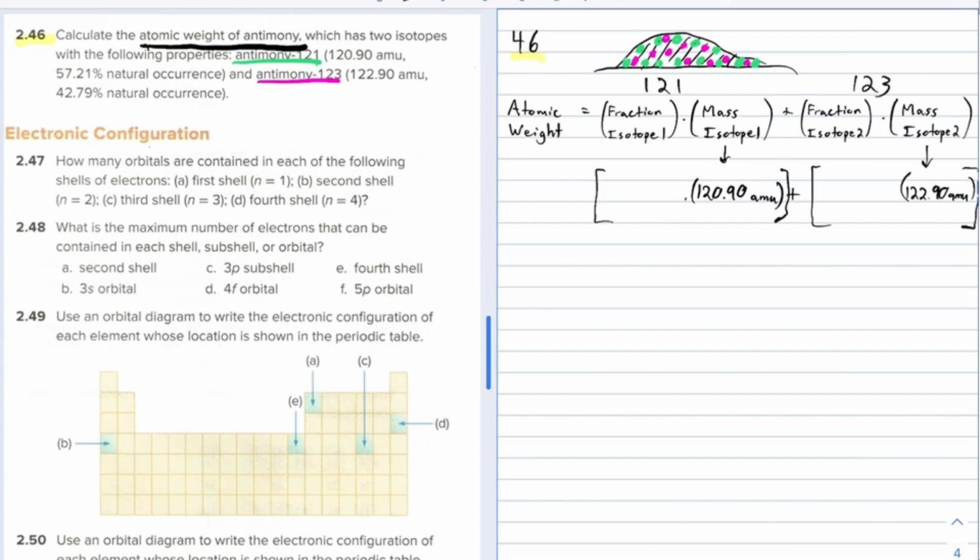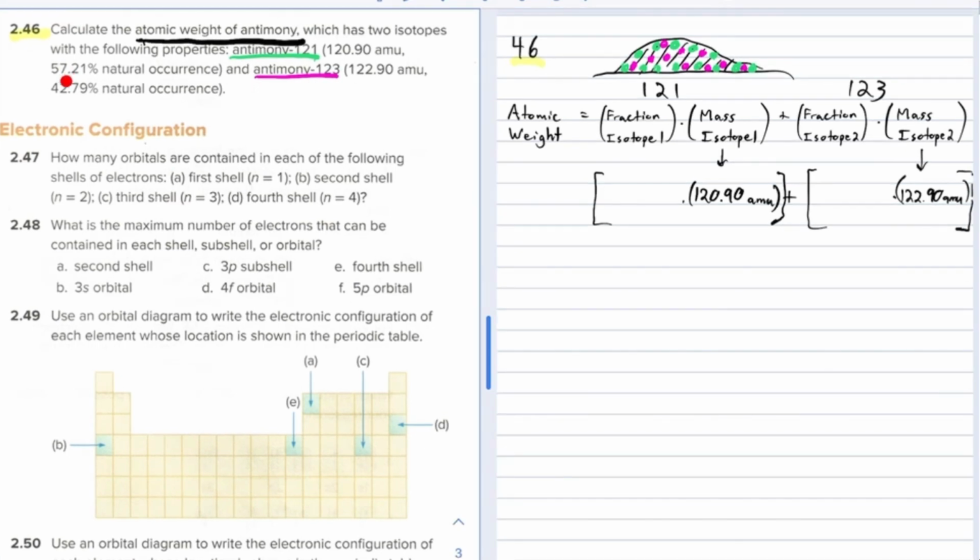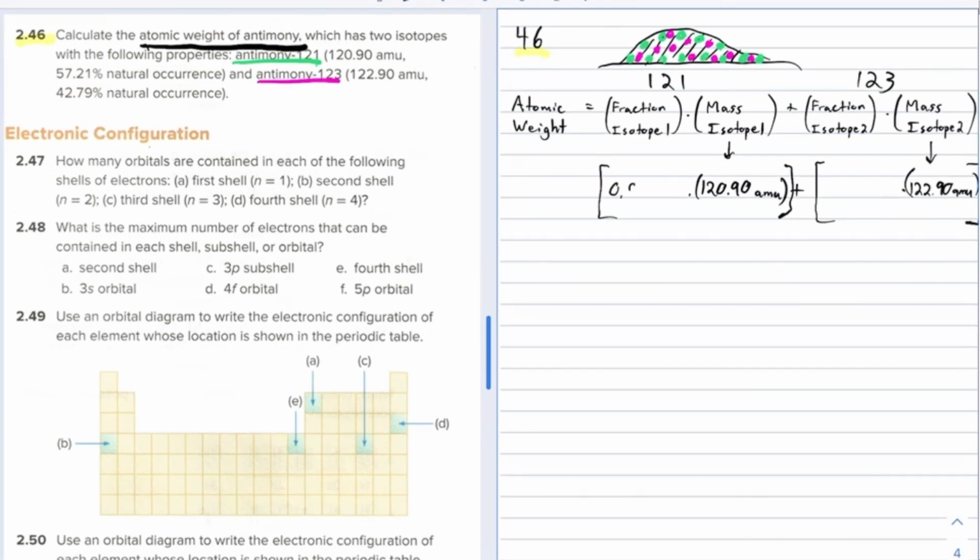So what's the fractions? Well, you can convert percentage to fraction by moving the decimal point over two places. So 57.21% is going to be 0.5721, and then 42.79% is 0.4279. And there we go. So let's calculate this. So we do this multiplication to get the result here.